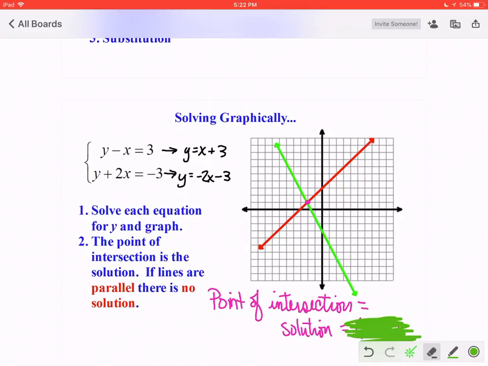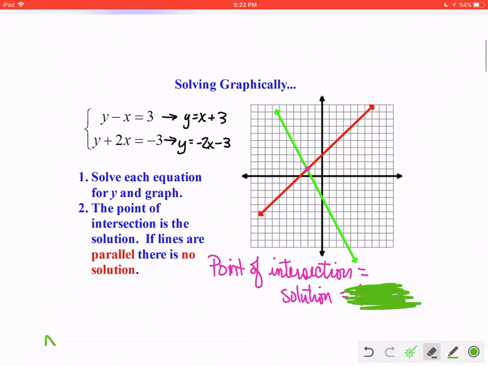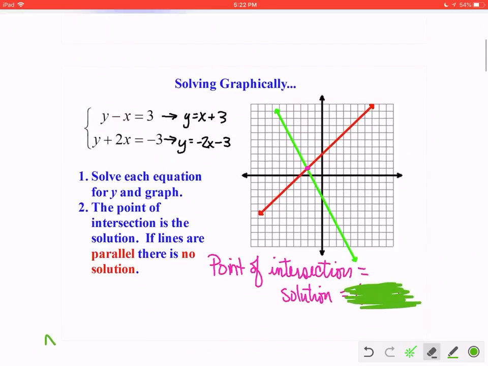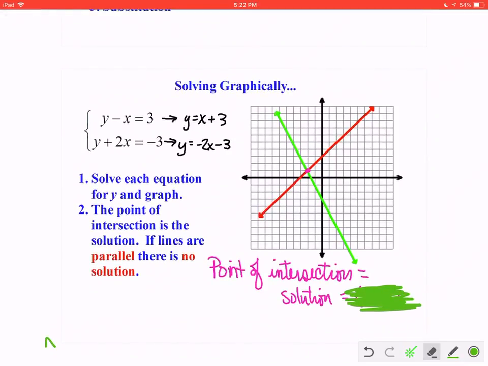And if lines are parallel, there is no solution. So with the graph on the right, you can see that the green and red lines have a point of intersection, which is marked in pink, as you can see. And coordinate wise, it's negative 2, 1.